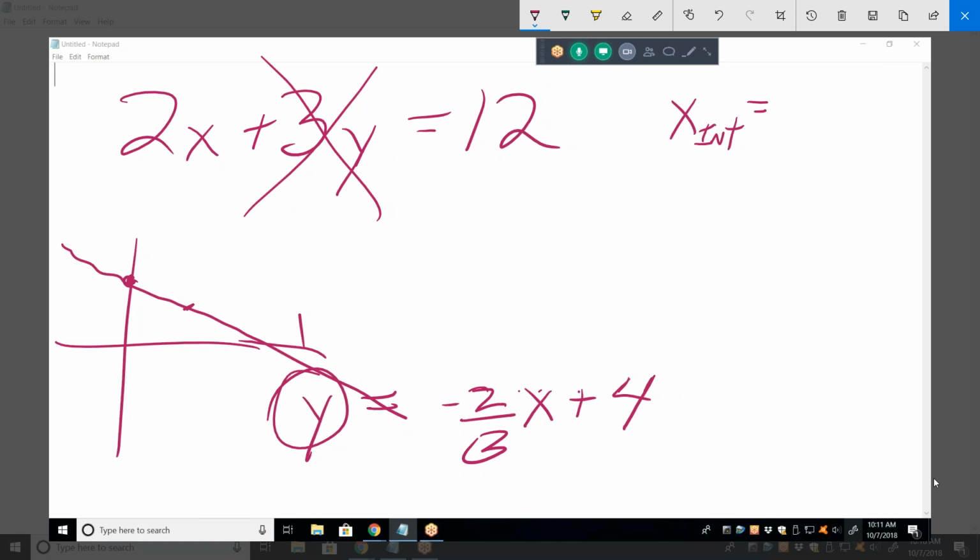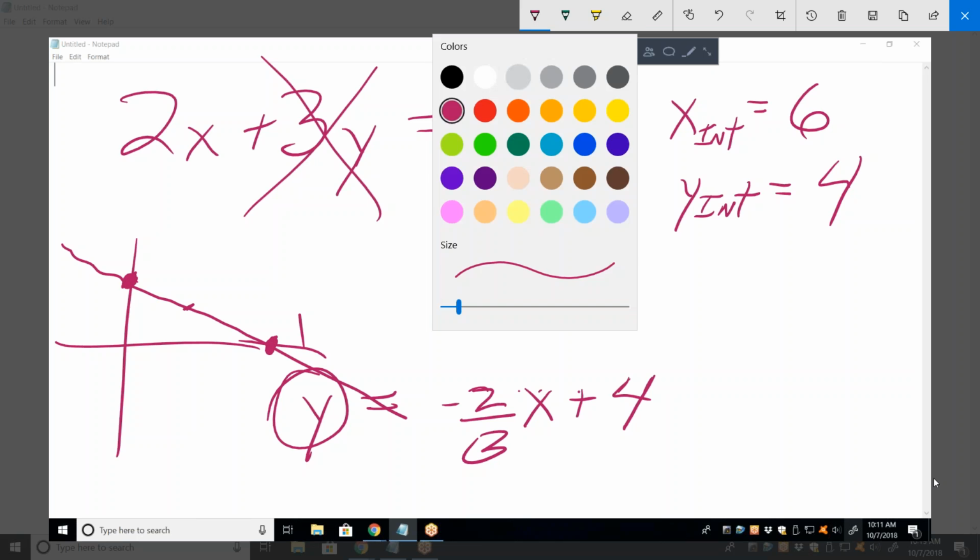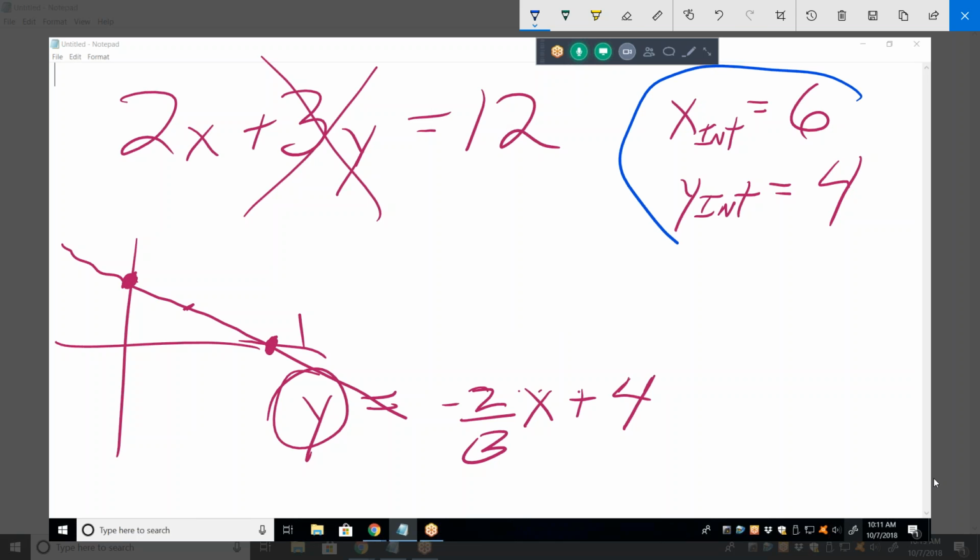Oh. 6. Now tell me the y-intercept. 4. Good. Now, if I graph that, guess what? It's this graph exactly. Remember the y-intercept was 4 right there? Yeah. The x-intercept we know is 6. So if I graph this line based on these intercepts, yeah, same line.